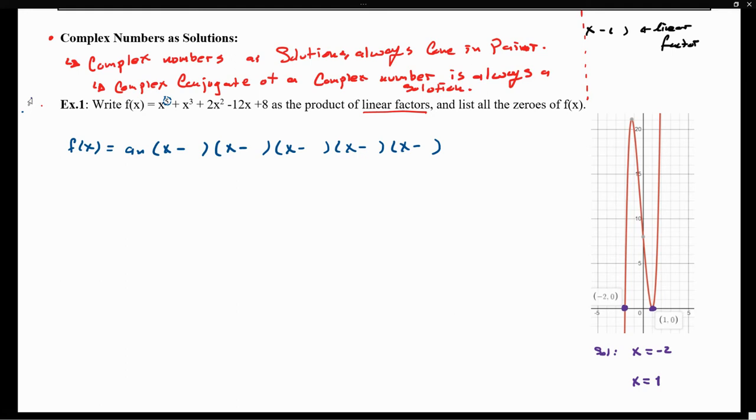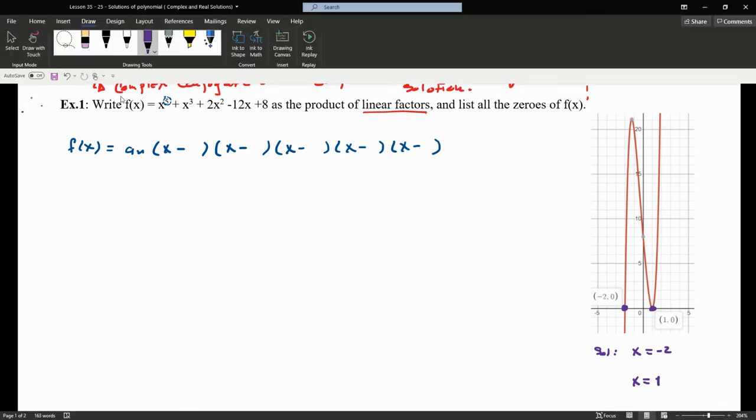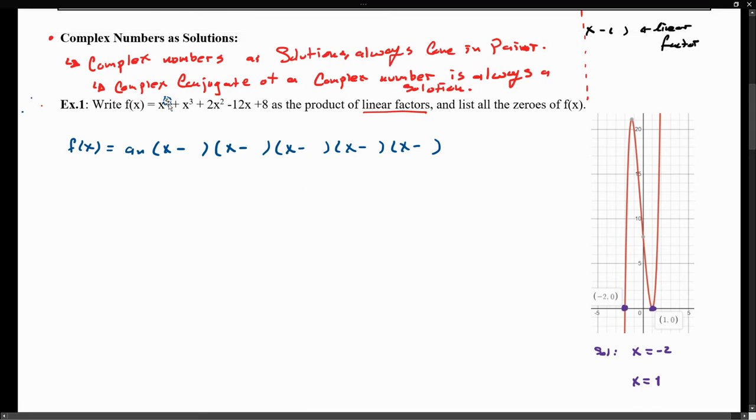But now let's try to wrap everything that we know about this function. I know that the highest exponent is 5, so therefore I must have 5 solutions. But if I take a look at my function here, I only have 2. So therefore, there must be 3 complex solutions.